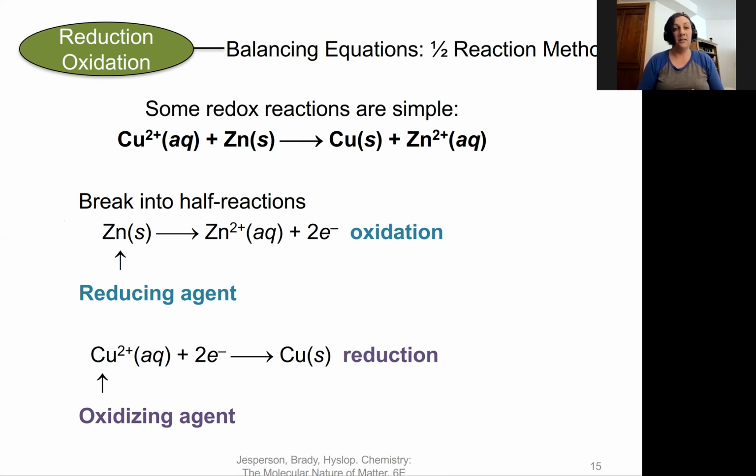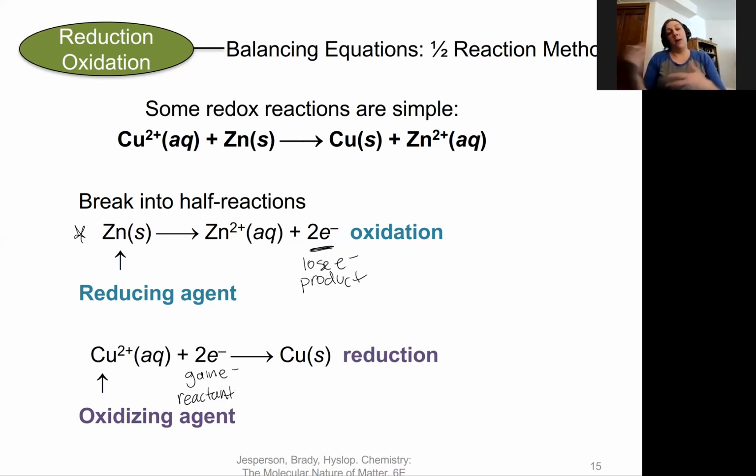So the first step is to break this into 2 half reactions based on what is being oxidized and what is being reduced. And so the focus here for oxidation is on that zinc metal. It's being oxidized and it's losing 2 electrons. And so when we lose electrons, they're going to be on the product side. The other half reaction is the reduction half reaction. That copper ion is going to take 2 electrons. And so because it's gaining electrons, it's going to be on the reactant side.